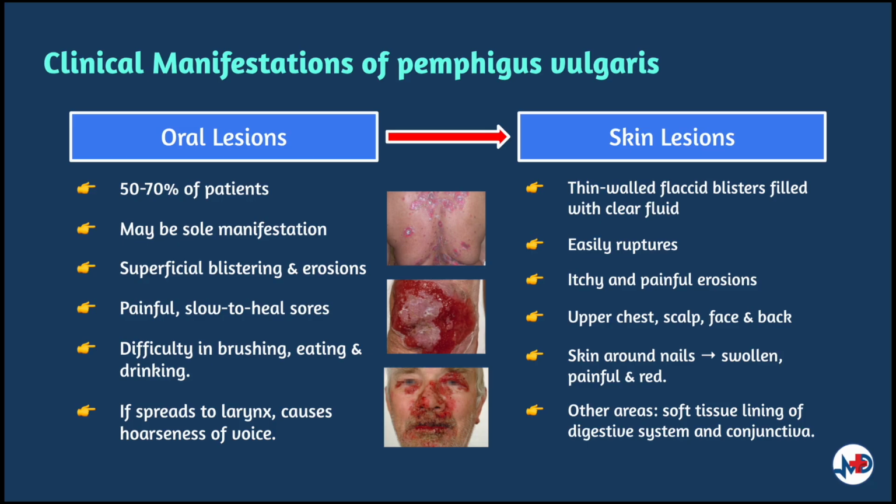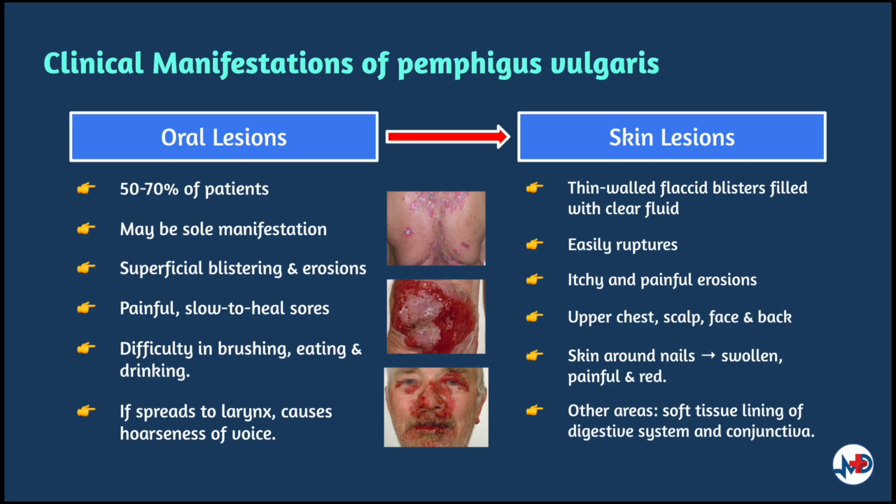The patient's voice may become hoarse if the blisters spread to the larynx. Lesions on the skin usually appear as thin-walled flaccid blisters filled with clear fluid that easily rupture, causing painful erosions. The affected skin is often painful but rarely pruritic. They don't usually leave any scars, but the affected skin occasionally becomes permanently discolored. This most likely arises on the upper chest, scalp, face, and back.